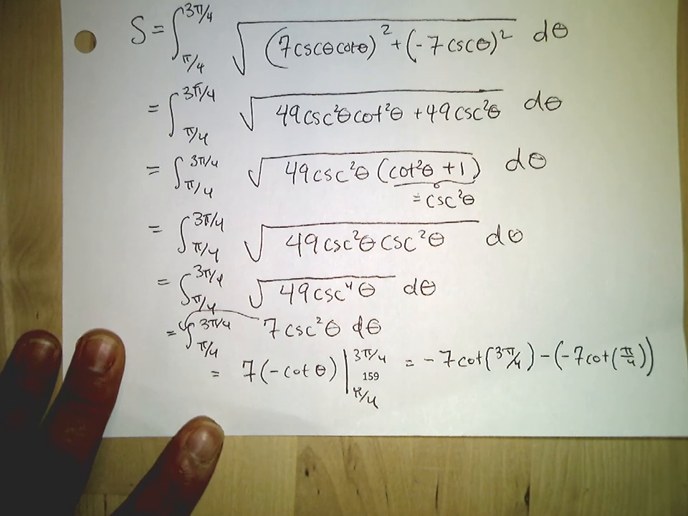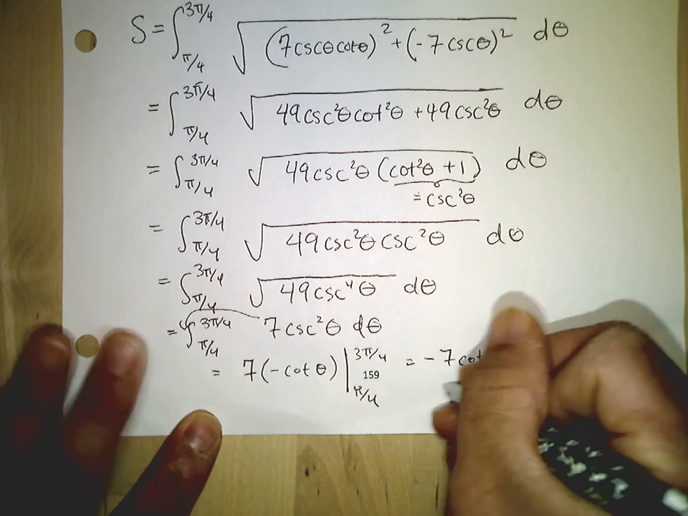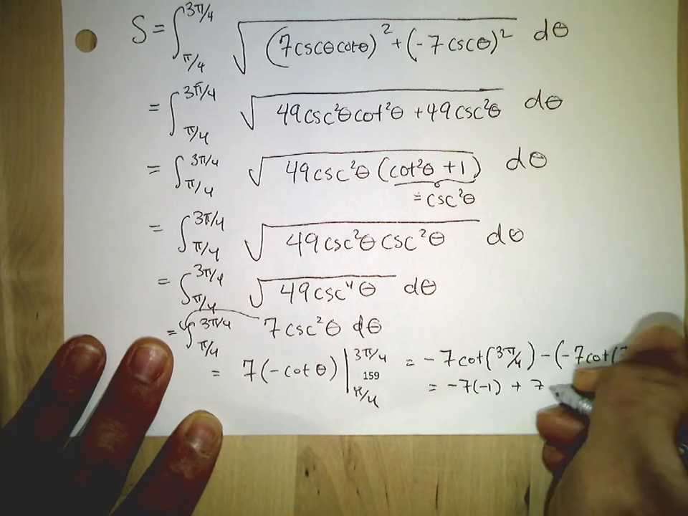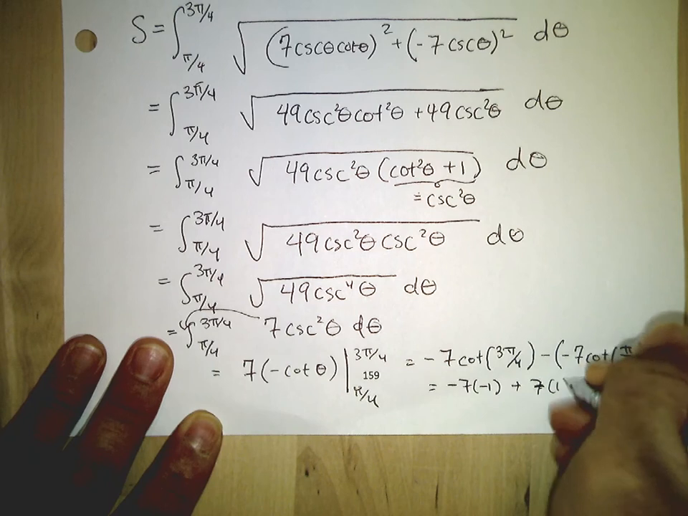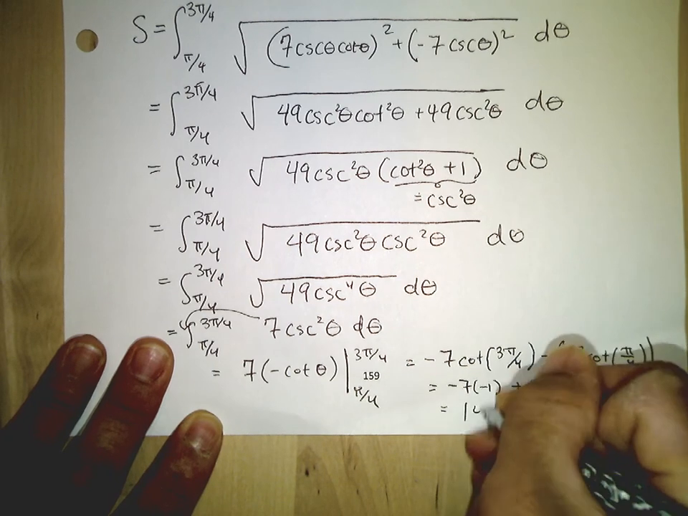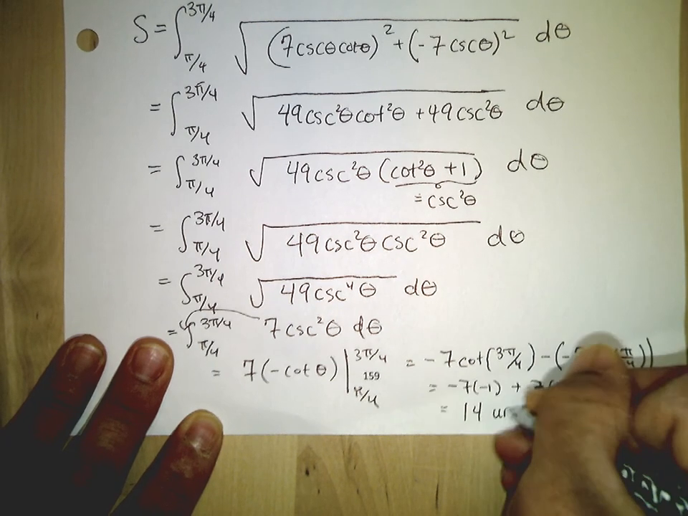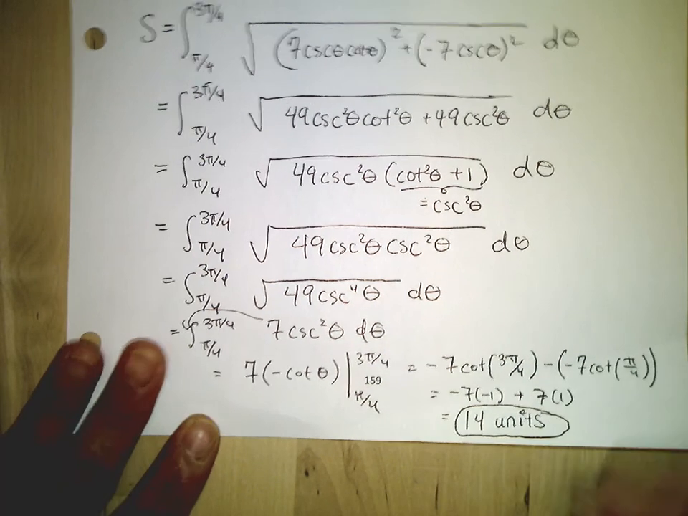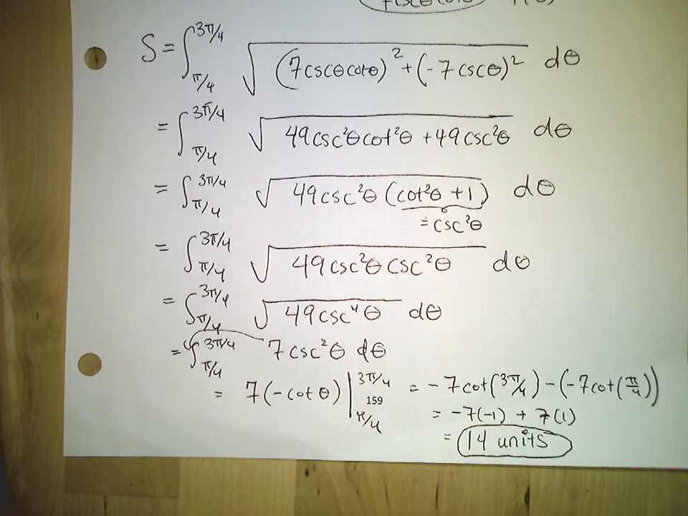And try to remember this here, but the cotangent of 3 pi over 4 is negative 1, so I have negative 7 times negative 1 plus 7 times the cotangent of pi over 4, which is 1, so 7 plus 7 is 14, so I have 14 units. And this is arc length, it's not the area, so this is not in square units, it's just 14 units is the length of this curve.